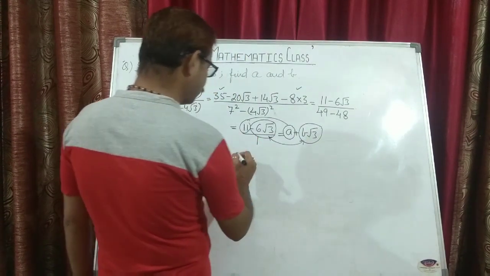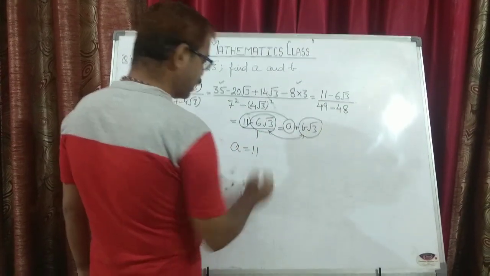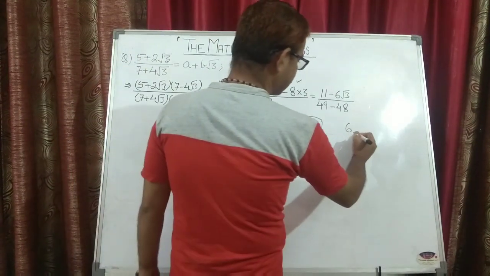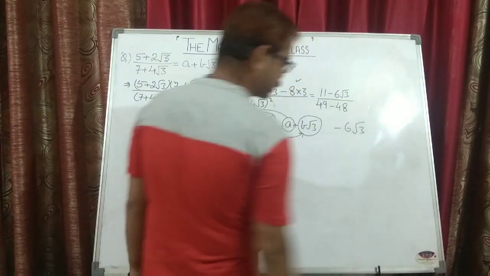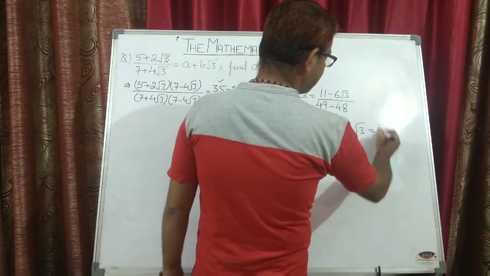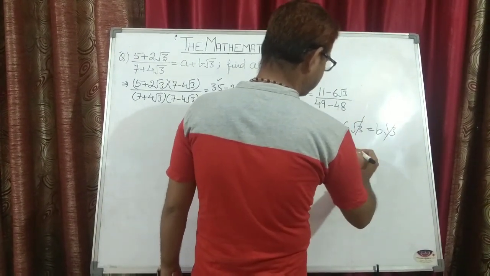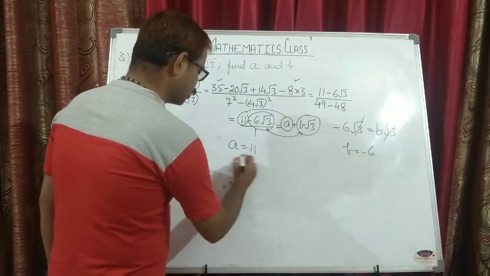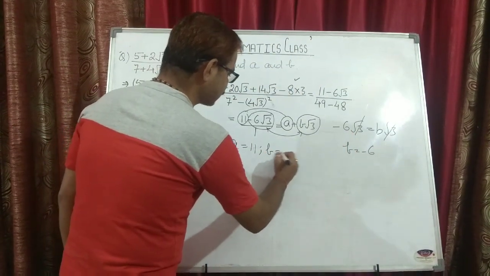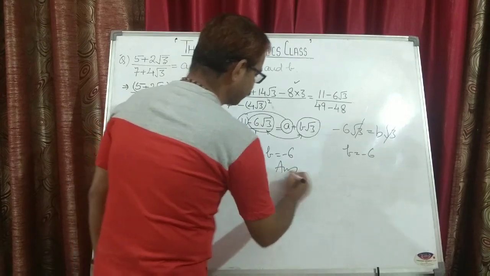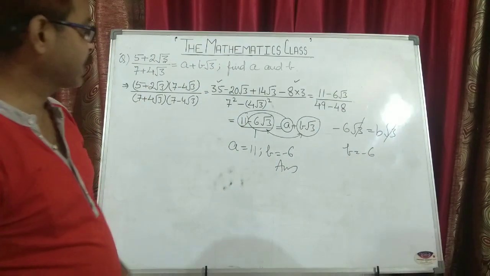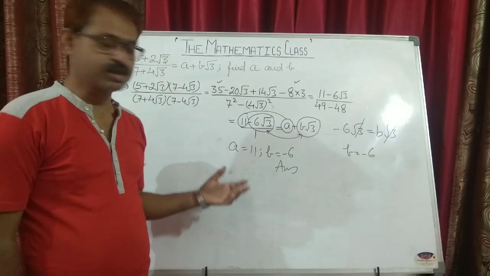So a you will get as 11, and when you compare minus of 6 root 3 by b root 3, root 3 will cancel, you will get b is equal to minus 6. So you are getting b as minus 6, that is the final value. We will take one more question to clarify the concept.